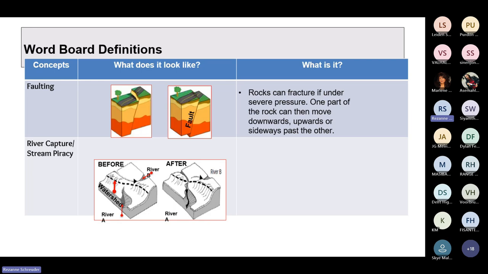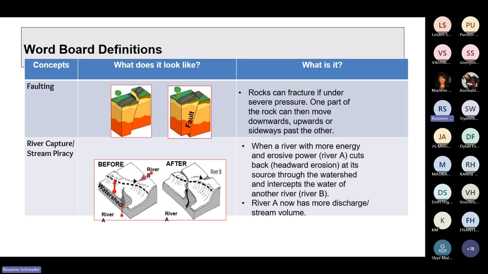What are they giving us? And now I want you guys to pay very close attention. They've given us River A and River B before and after river capture. So when the river with more energy and erosive power cuts back through headward erosion at the source, and it cuts through the watershed, it will then intercept the river on the other side.